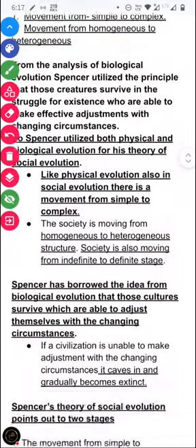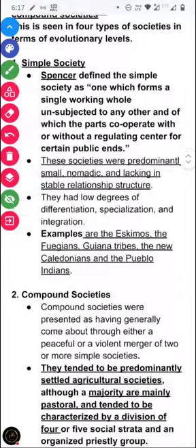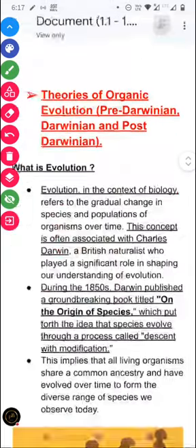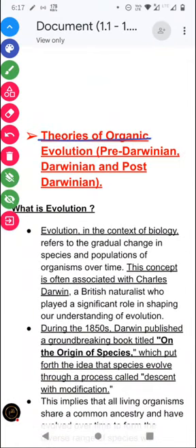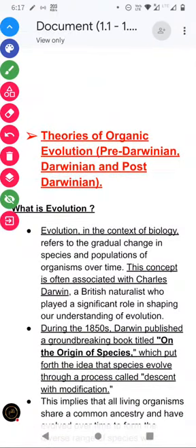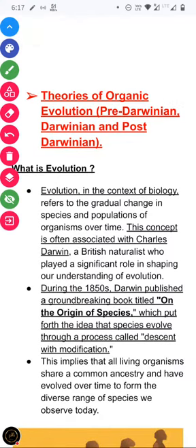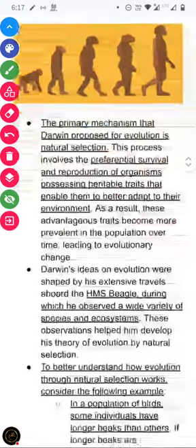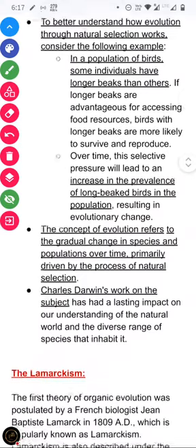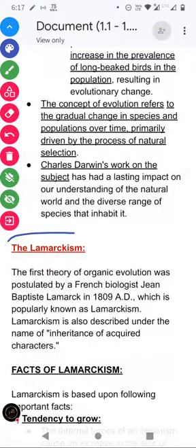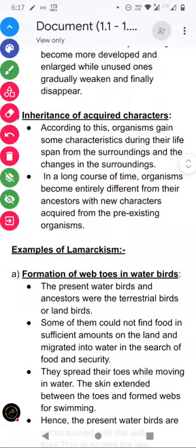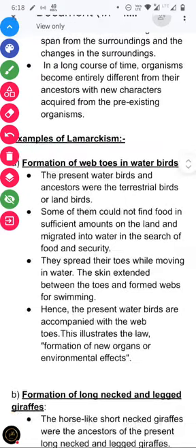So you can see here the next chapter is the theory of organic evolution, that is pre-Darwinian, Darwinian, and post-Darwinian. Darwin was a curious man, and Lamarck was also a curious man, who evolved the theory of anthropological perspective and human evolution. This is the Lamarckian theory. So you can read from this PDF, Facts of Lamarckism. And the examples related to the Lamarckian theory are given here.